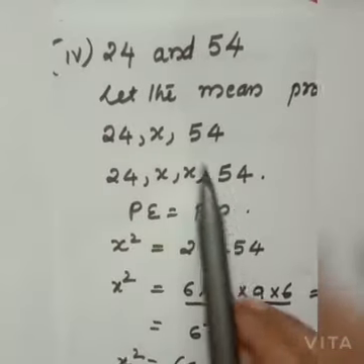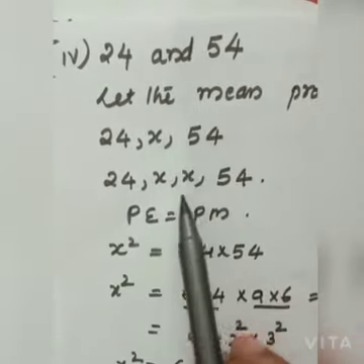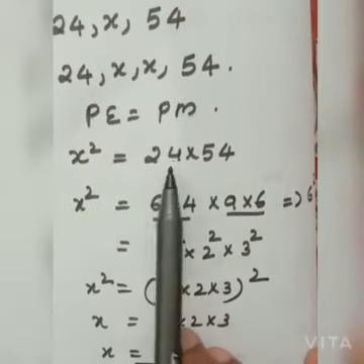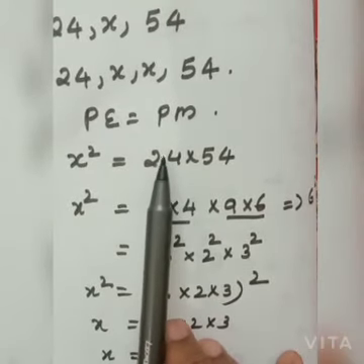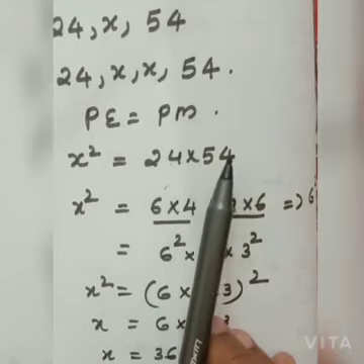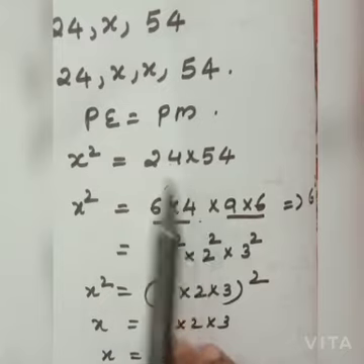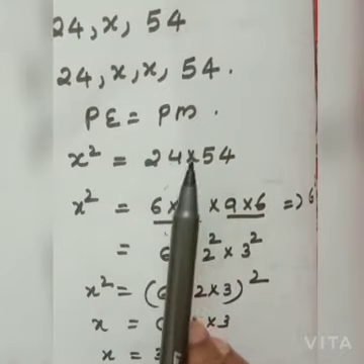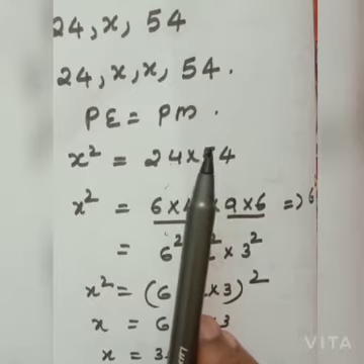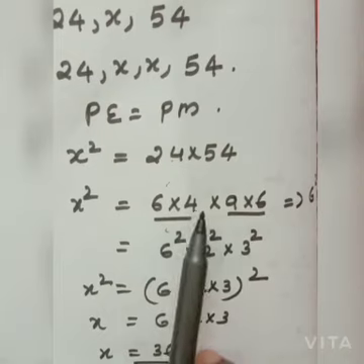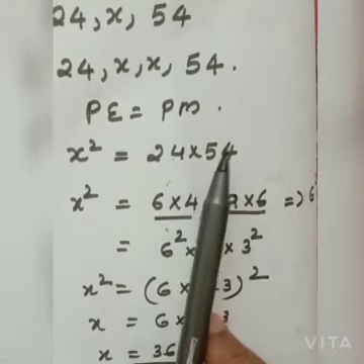Fourth one, mean proportion be x, middle one x. x will come 2 times. x square 24. Here you can't find such a number that multiplied 2 times gives 24 and 54. So you factorize. 6 4 are 24. If you factorize 8 3 are 24, then the other number also you factorize with the 8 or 3. Okay, here I factorize 24 as 6 into 4. So I factorize 54 as 6.